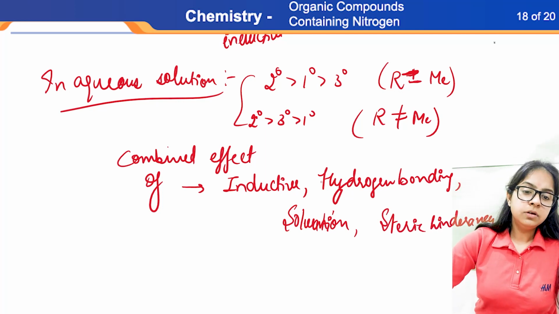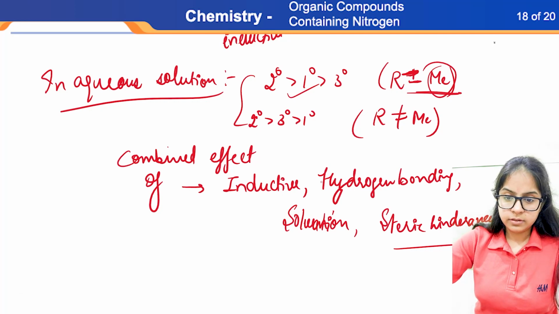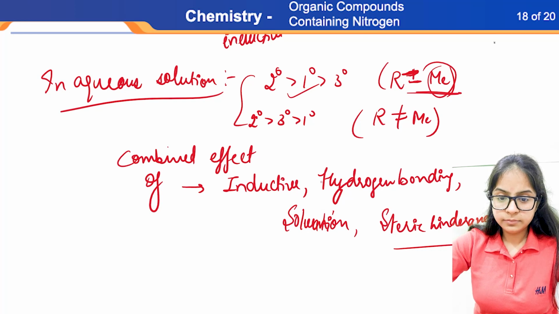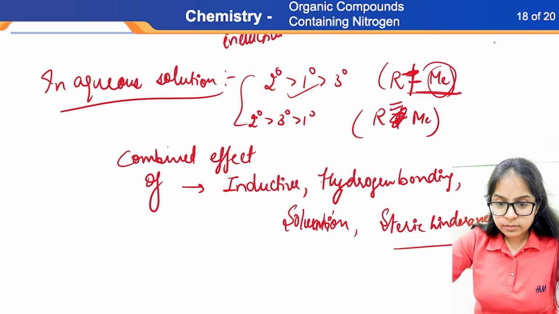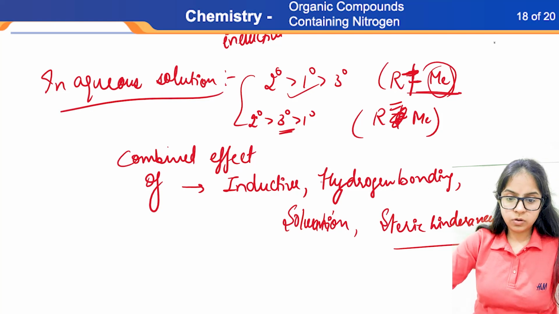So remember that if R is not equal to methyl, then 1 degree, 2 degree, 3 degree, because here the 1 degree alkyl amine is least sterically hindered. That's why it is going to attack more as a basic one. If R is equal to methyl, then you can take 3 degree also. Okay, so this is the order.